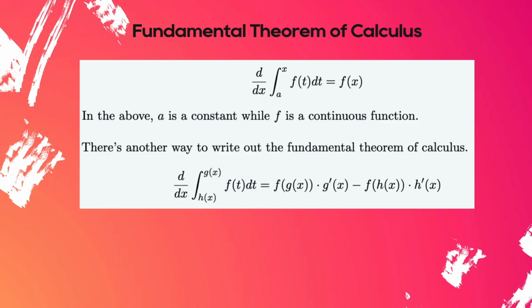However, what if these integration bounds are also functions, such as from h of x to g of x? So what we do is we simply plug in each function into the function f. So I get f of g of x, however, I multiply this to the derivative of g of x, minus f of h of x times the derivative of h of x. Now let's look at an example.